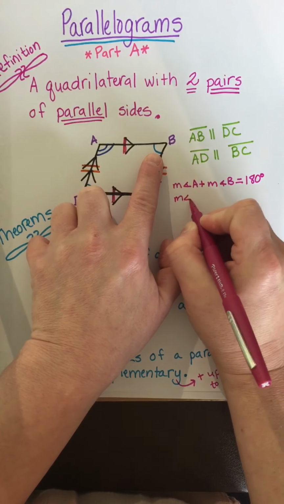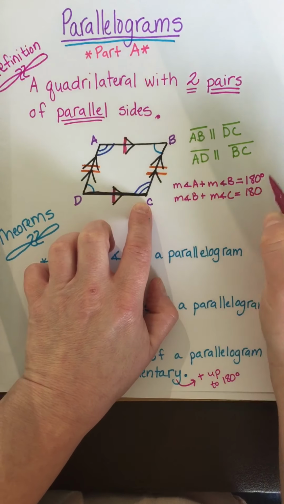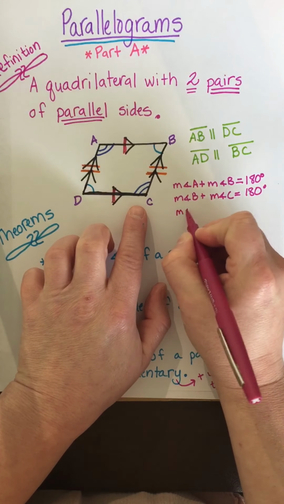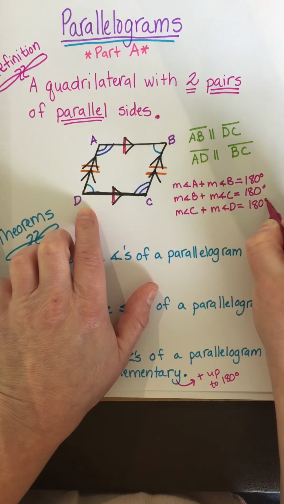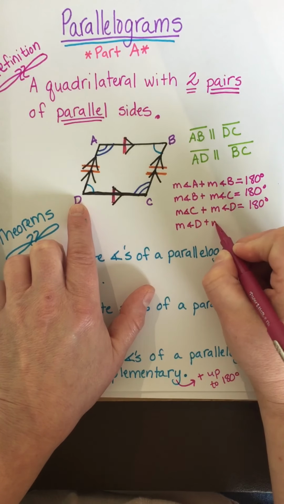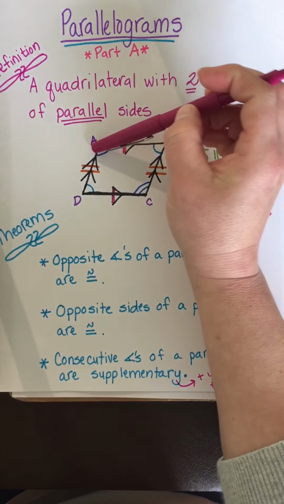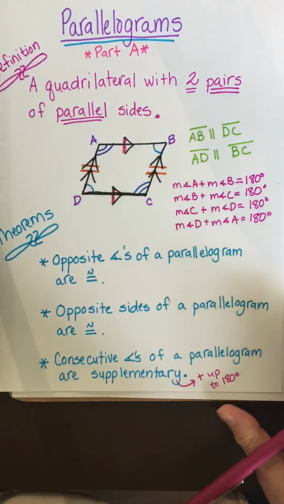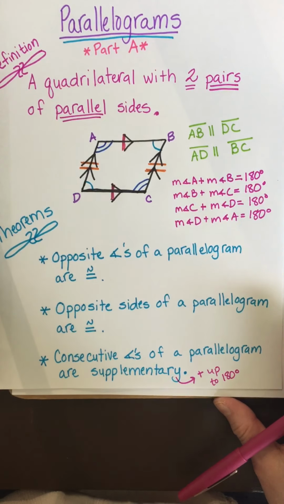And the measure of angle B plus the measure of angle C equals 180 degrees. These are consecutive angles. These are consecutive angles. Guess what? The measure of angle C plus the measure of angle D equals 180. And the measure of angle D plus the measure of angle A equals 180. So any two angles in a row are supplementary, which means if I add up their measures, they equal 180 degrees. So I'm going to go through these one more time.